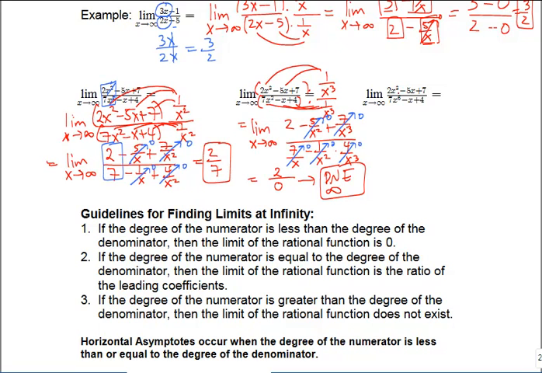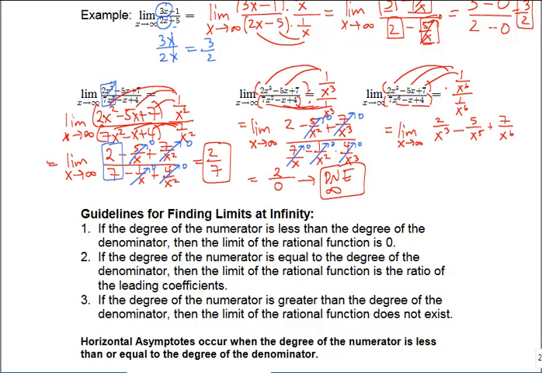Now let's look at what happens if the degree in the denominator is bigger than the degree in the numerator. So this time, my highest power of x out of all of these terms is that x to the 6th. So we're going to multiply by 1 over x to the 6th on the top and the bottom. So 2x cubed times 1 over x to the 6th is 2 over x cubed. Minus 5x times 1 over x to the 6th is minus 5 over x to the 5th, and then I'll get a plus 7 over x to the 6th.